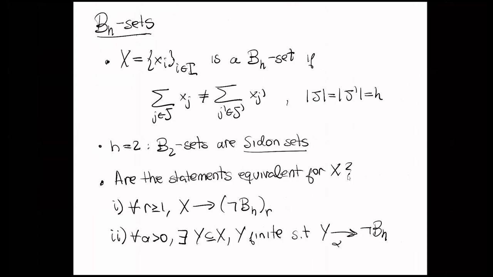So what is a B_h set? I will give my definition of B_h. You can say if you want the integers to be distinct or not; for me, they will be distinct in some sense. A set of integers X is a B_h set if all the h-sums, all the sums of length h that you can find in a subset, are distinct. So whenever you take a subset of indices of size h and make the sum, they are not going to be the same element.